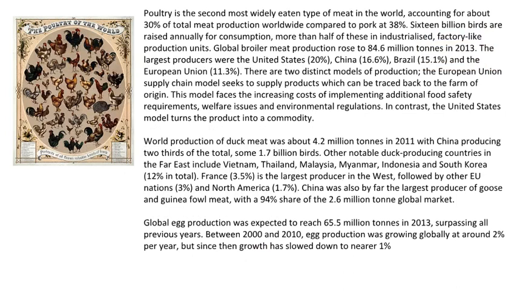Poultry is the second most widely eaten type of meat in the world, accounting for about 30% of total meat production worldwide compared to pork at 38%. 16 billion birds are raised annually for consumption, more than half of these in industrialized, factory-like production units. Global broiler meat production rose to 84.6 million tons in 2013.